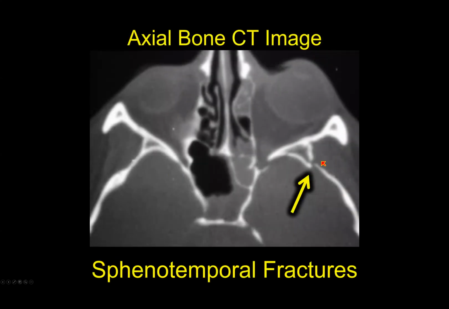On an axial CT, again, the sphenotemporal, we think about the bones going back. So we may get the lateral wall of the orbit and the lateral wall over here, and where that greater wing and lesser wing of the sphenoid are in relationship to the lateral wall of the orbit. They may be involved in sphenotemporal bone fractures at this location.